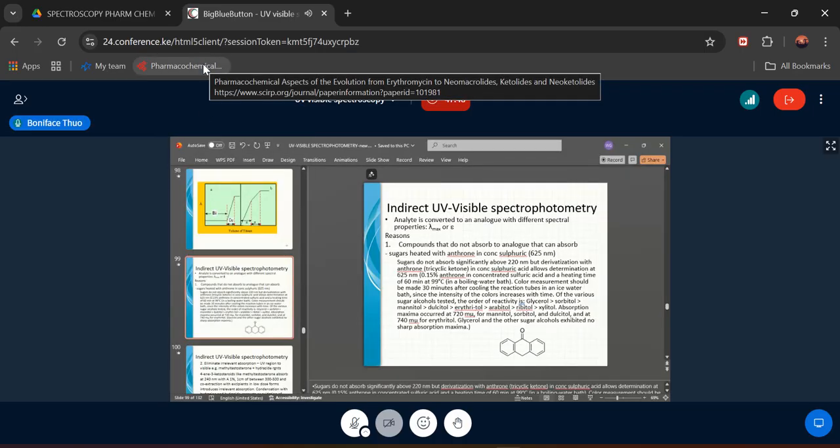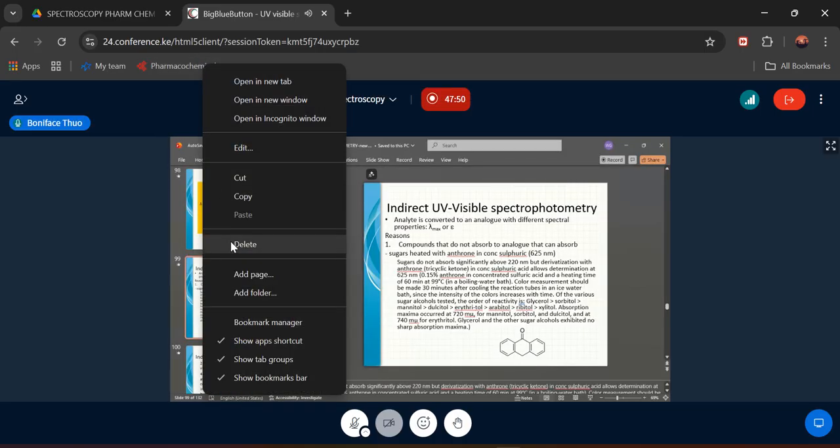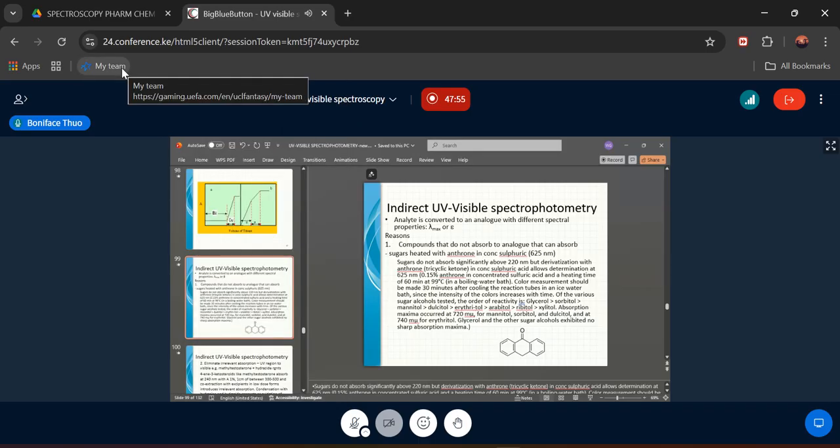Then we have what is known as indirect UV visible. So those that we have enumerated are direct applications. In some cases, UV visible spectroscopy may not be used directly, and we are giving certain examples with reasons. For example, in the first case, compounds that cannot absorb, some don't have strong chromophores.